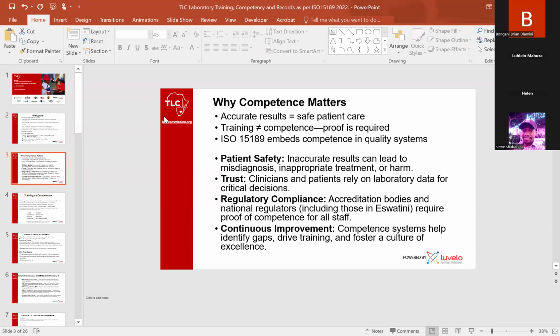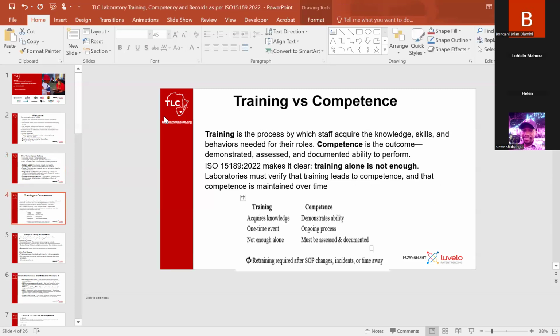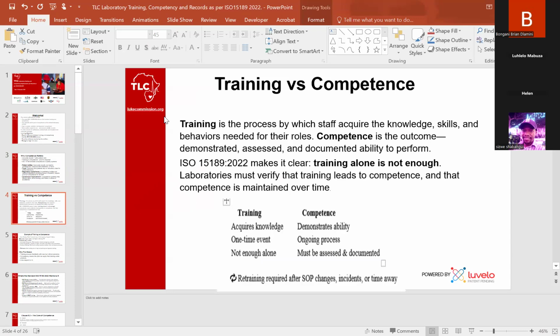Okay, training versus competence. Training is the process by which staff acquire the knowledge, skills, and behaviors needed for their roles. Competence is the outcome: the demonstrated, assessed, and documented ability to perform. ISO 15189-2022 makes it clear, training alone is not enough. Laboratories must verify that training leads to competence and that competence is maintained over time.